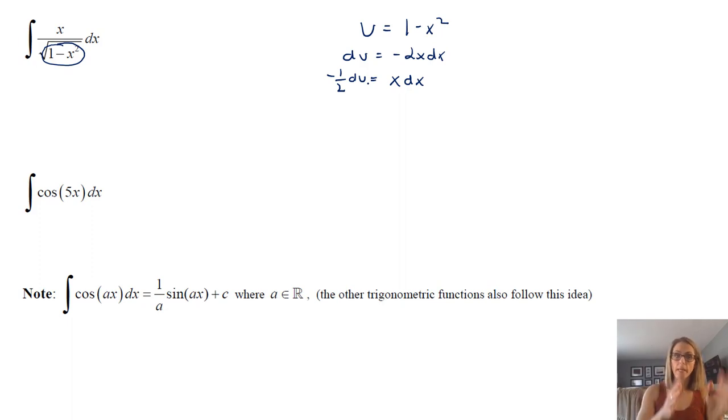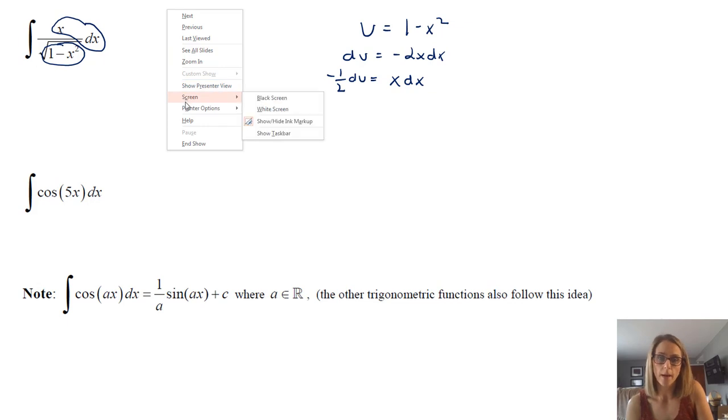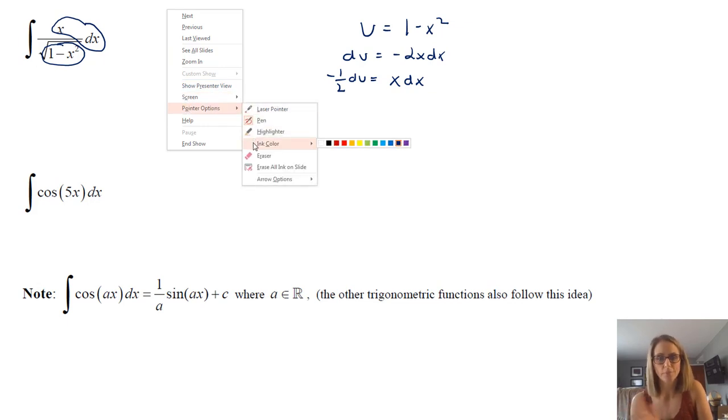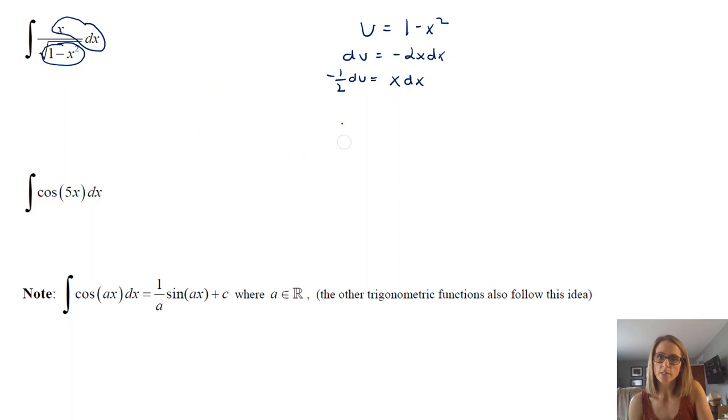And so I'm doing that because I have x dx here. So I want to replace x times dx with something. That's why, again, I'm getting rid of that constant, or it's not gone, just moving it to the other side, so that this tells me that this is going to be a negative 1/2 du. And then this piece right here is going to be u.